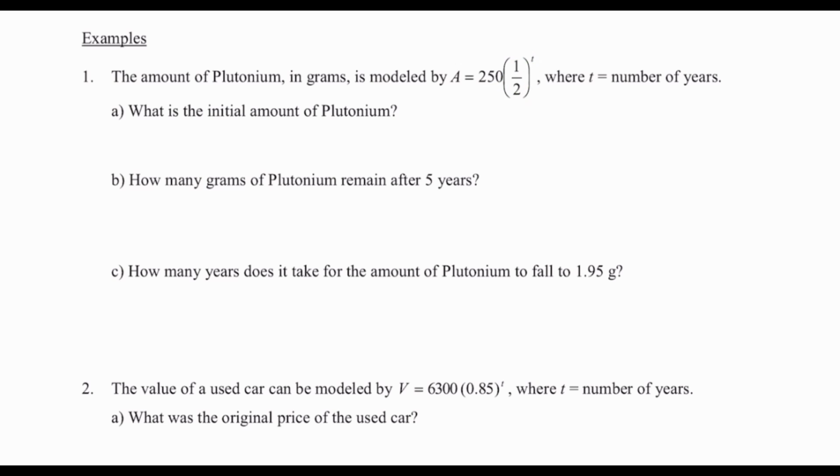So first question, what is the initial amount of plutonium? That's my a value, which is 250. So therefore, initial amount of, and our symbol for plutonium is just P.